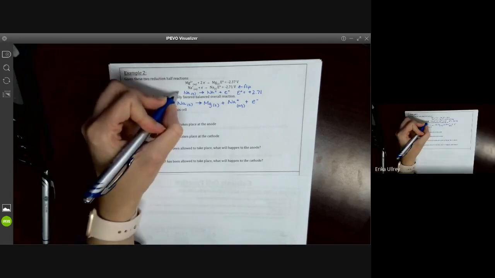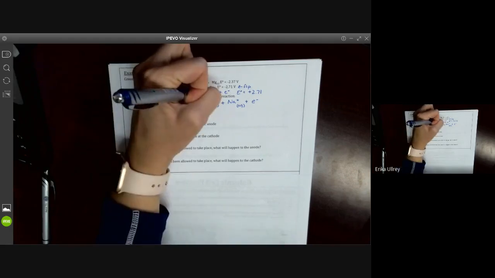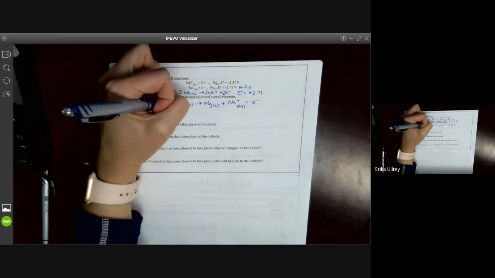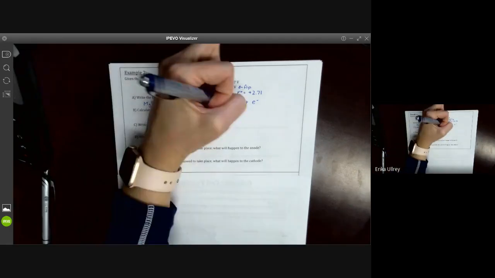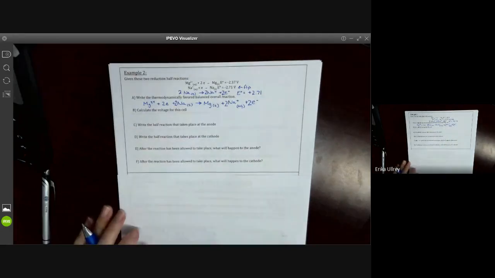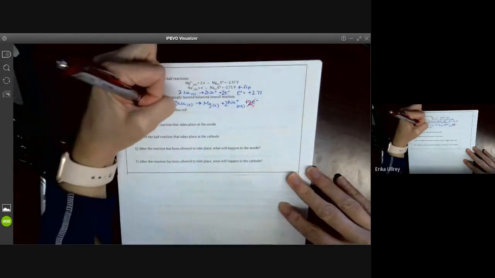Okay, so how can we do that? We could multiply this entire thing by 2. Okay, so when we do that, that's going to be 2 Na solid and 2 Na plus will give us 2 electrons. So now our electrons cancel and they don't need to be a part of our overall net equation because they've canceled out. So those would be gone and those would be gone.